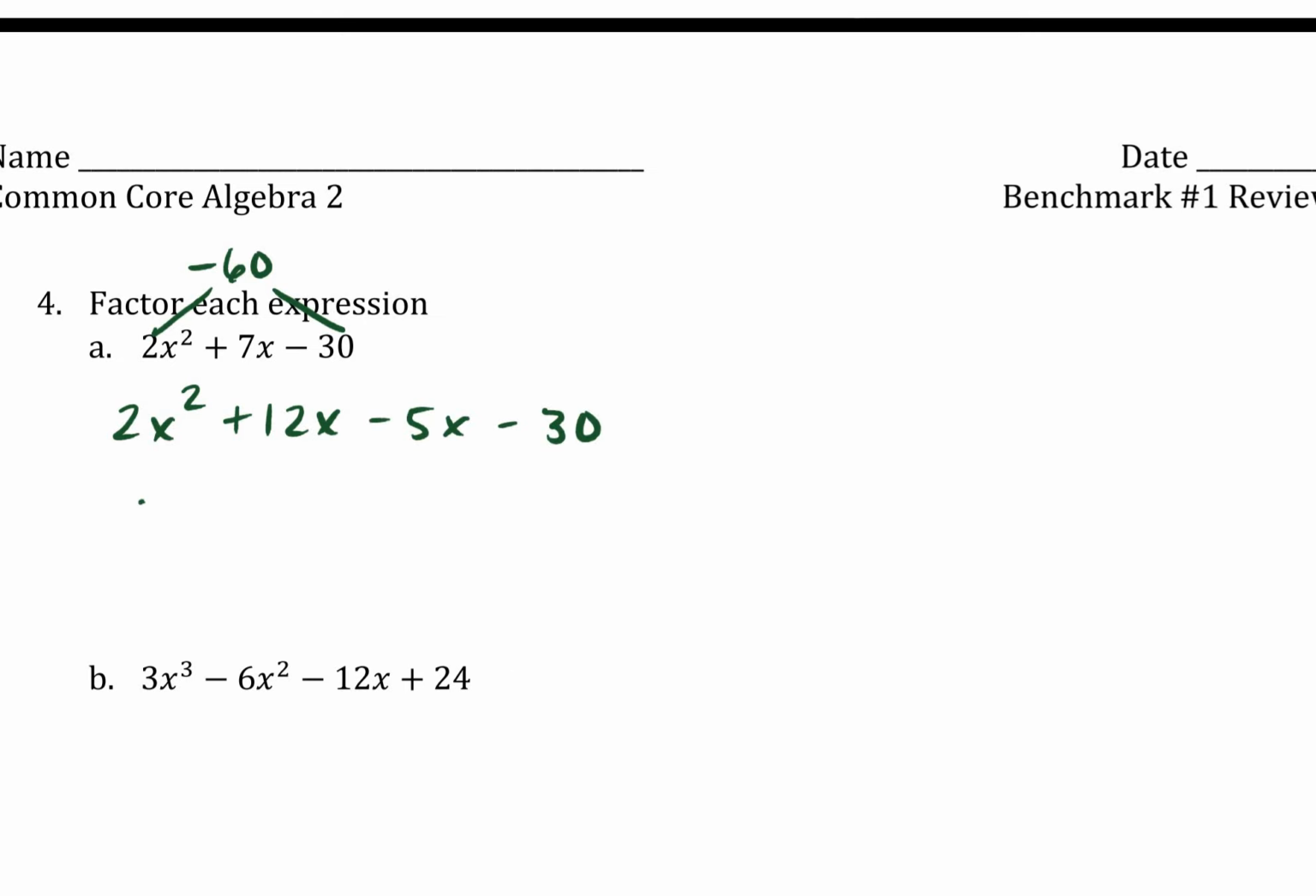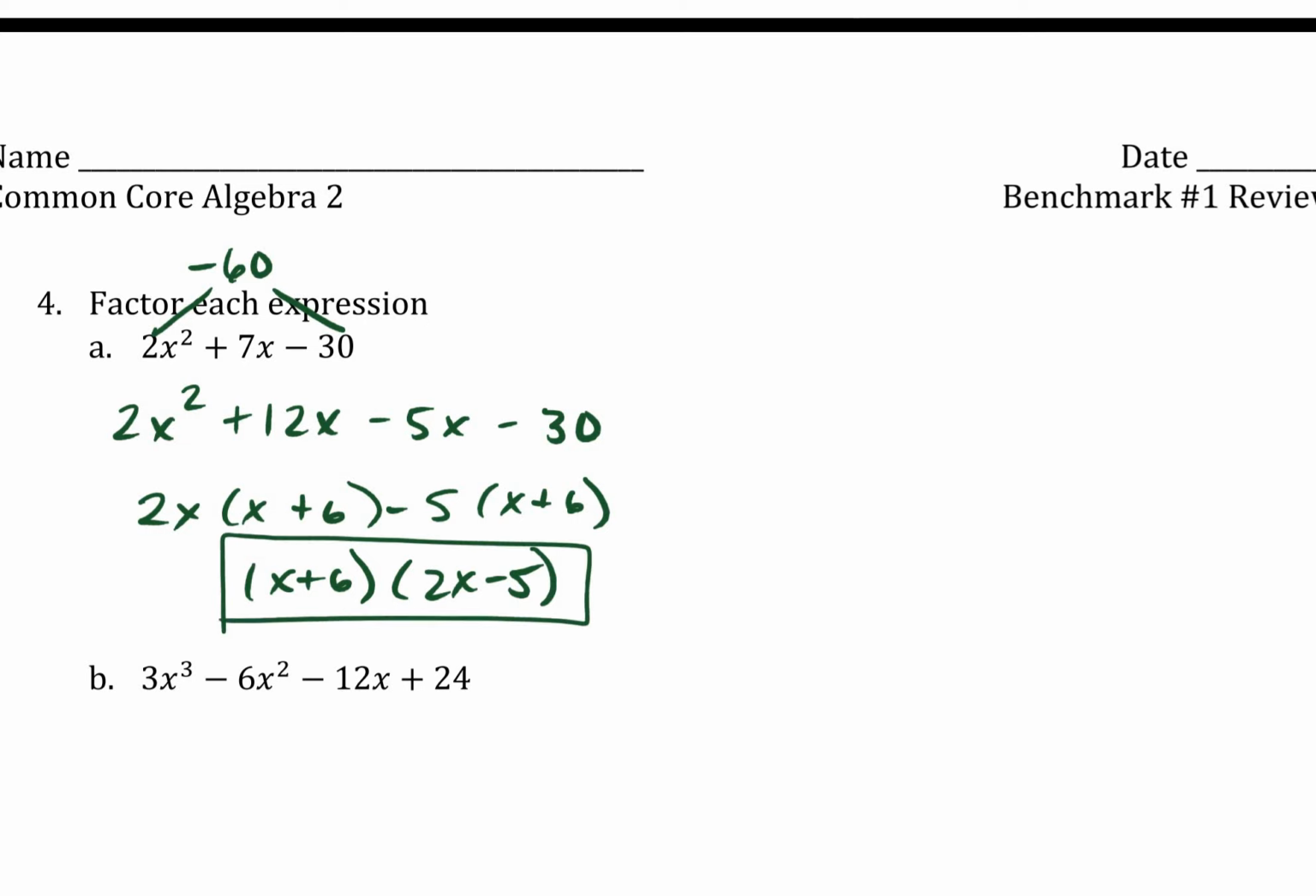First two terms have a GCF of 2x, so that leaves us with x plus 6. Second two have a GCF of negative 5, leaving us with x plus 6. So now I'm left with x plus 6 and 2x minus 5 as my two factors. Now again, this might not be a question where it says factor this expression, but it might be part of a bigger problem that you have to factor.